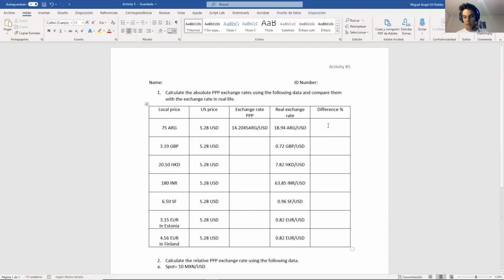18.94 minus 14.2045, and that over 18.94. It says 25%, okay? Because it gives you 0.25, but that's 25%. I hope this is clear. If it's not entirely clear, you can come. I'll try to write what I did in my calculator, but it's 18.94. So that means market minus the theory, 14 point this, and all of this divided by 18.